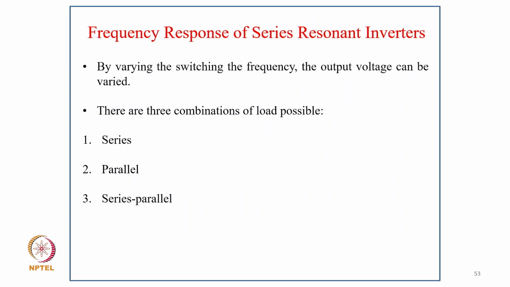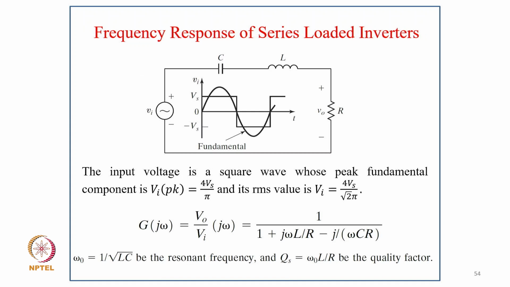Now coming to frequency response of the series resonant inverter, by varying the switching frequency the output voltage can be varied. There are three combinations of load: series, parallel, and series-parallel. And coming to the typical series loaded inverters, for the frequency response there, you can see a circuit with L and C and R, where we are typically plotting the voltage across the resistor Vo and the source voltage Vi. So the input voltage is a square wave whose peak component is Vi equal to 4 Vs upon pi, equal to Vi equal to 4 Vs upon square root of 2 pi.